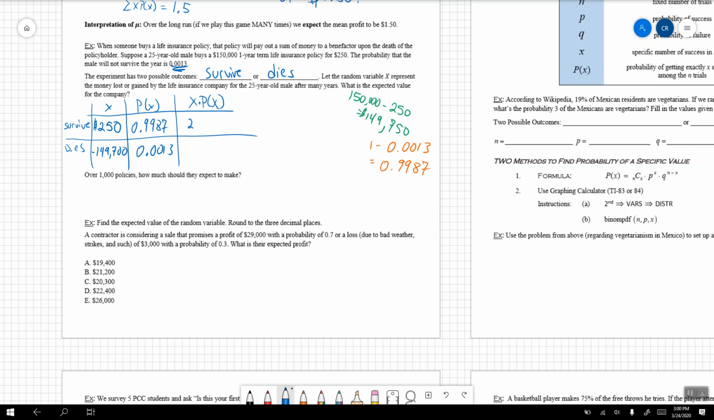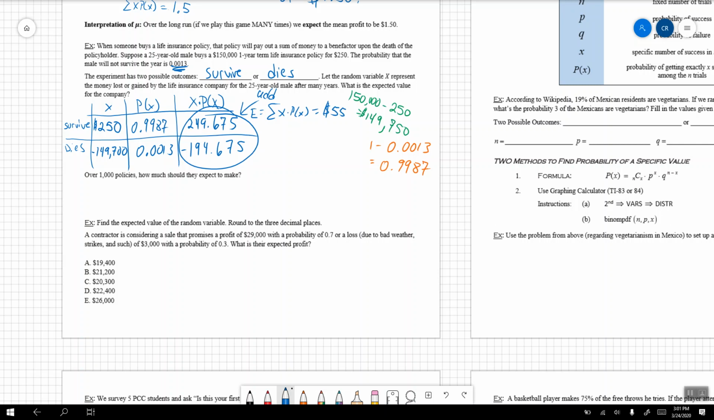Then we multiply across like we typically do. So this is going to be 249.675, and the other one's going to be negative 194.675. To find the average, or the expected value, all we do is add these two. When we add the two, we should get an expected value of $55.